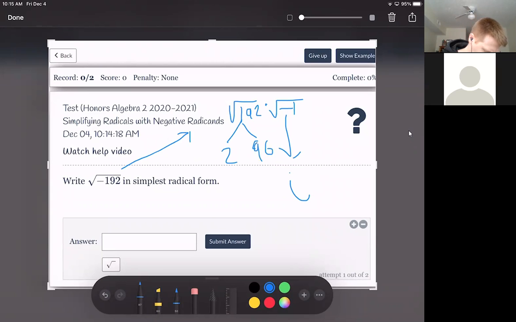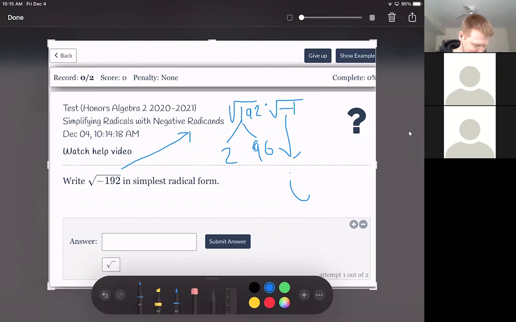Right? Let me just put that in my calculator. I don't want to embarrass myself. It'd be wrong, so 192. That's right. Okay, good, because I didn't want to be wrong.